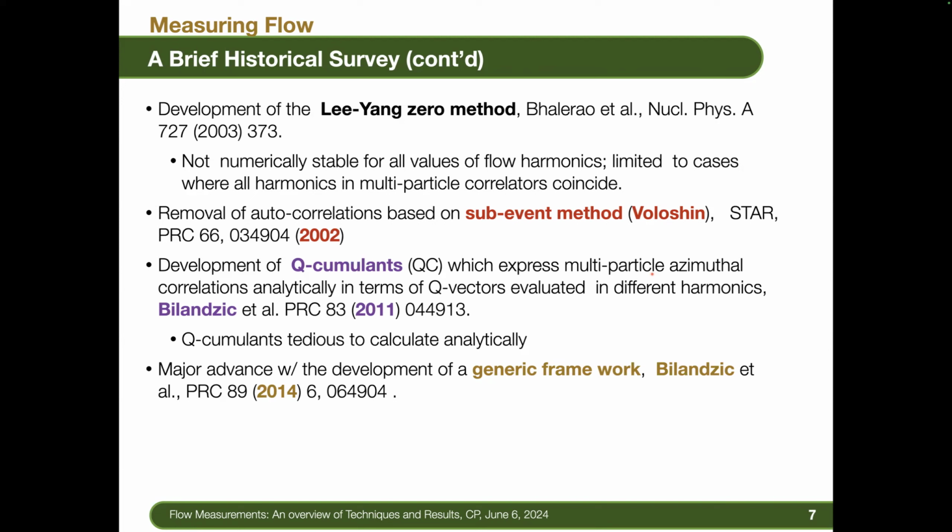Then Bilandzic and collaborators introduced the cumulants method. Even though these were very tedious to calculate at first, additional methods were eventually introduced to enable measurements of these Q-cumulants. And this led eventually to what is now known as the generic framework, also created by Bilandzic, and now used by a lot of people in the ALICE collaboration.